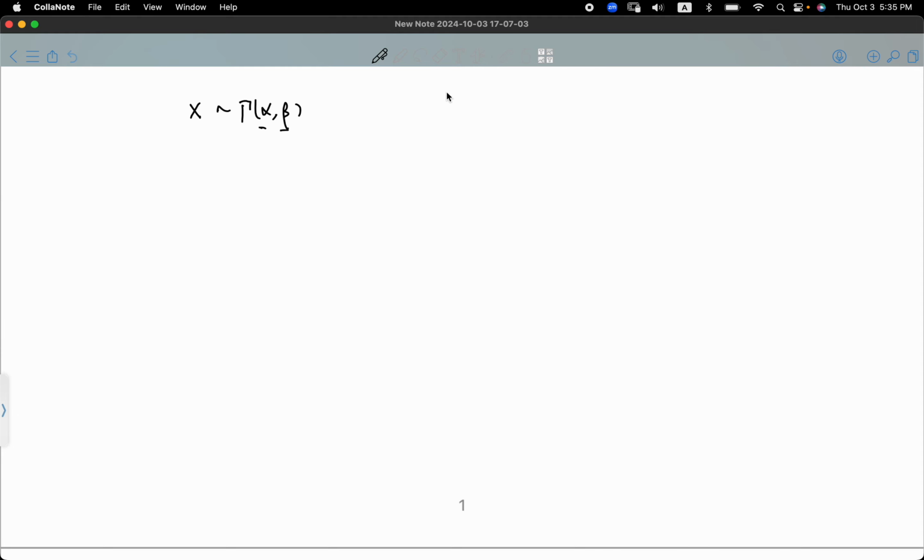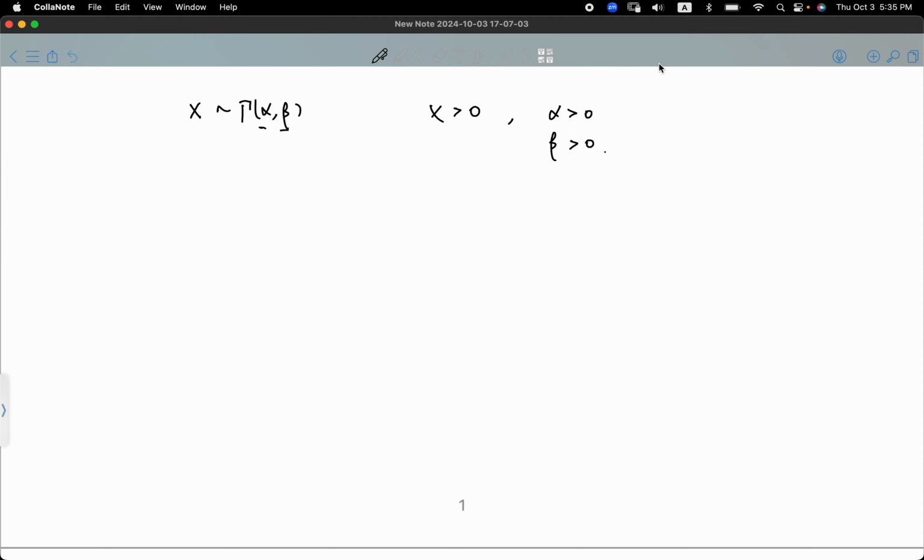Anyone know what the support for a gamma distribution is? It is all the non-negative real numbers, so x greater than 0. And what about the constraint for the parameters? They should all be greater than 0.